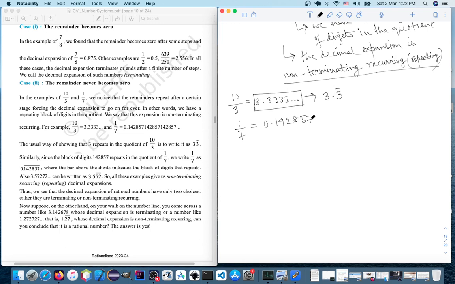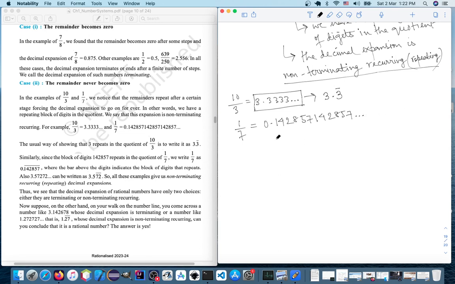This was the repeating block of digits, and it will repeat again. So we will have 1 again, 142,857. So this way it will keep on repeating. By 3 dots, we say that these digits never end. The digits in the decimal after the decimal point are never ending.